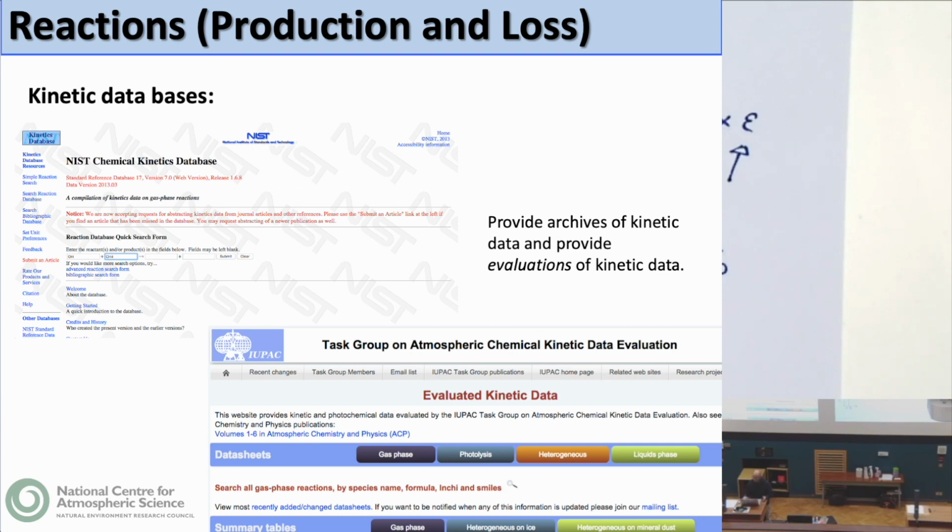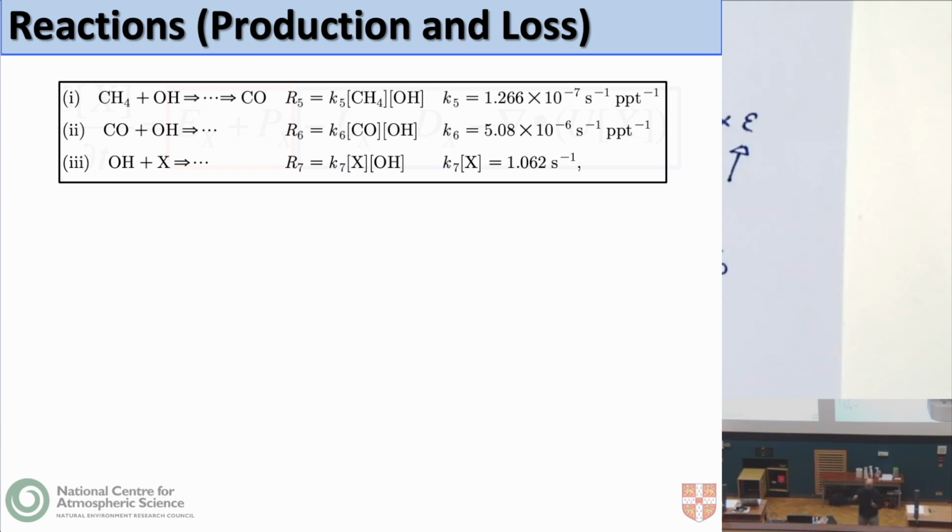So once you've found that kinetic data, you then want to piece together your reaction mechanism, and again, thinking about rewriting your reaction mechanism rather than as squiggly lines, as reactions of the form A plus B goes to, et cetera, et cetera. For methane, we could think about a really simple methane mechanism looking something like this. Methane reacts with the hydroxyl radical to give us a product, carbon monoxide, and carbon monoxide can also react with the hydroxyl radical. And the hydroxyl radical can also react with other things, and we're just denoting those other things by X in this case.